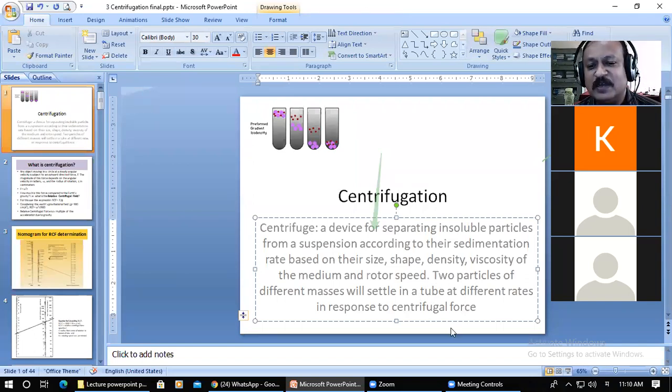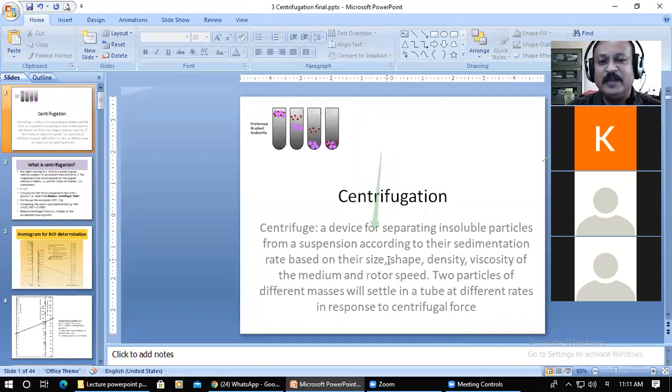Two particles which have different masses or different densities will settle in a centrifuge tube at different rates, in response to the centrifugal force which is applied. Is it right? Any difficulty concerning this statement which I have made? Everybody has followed it?